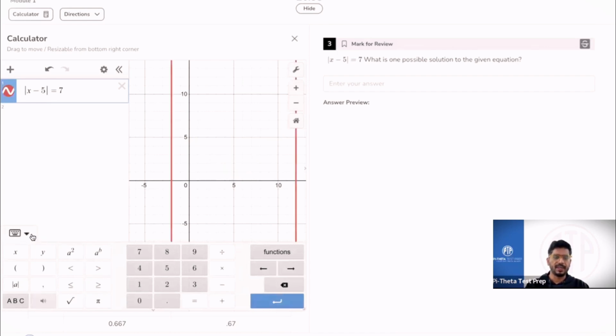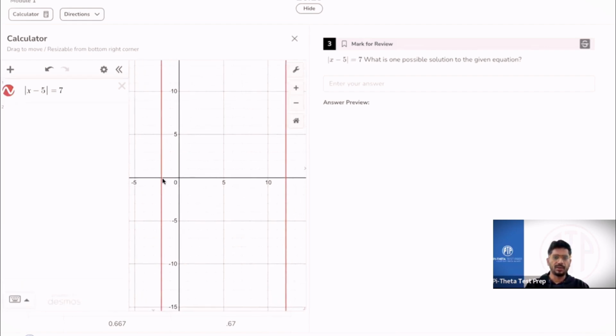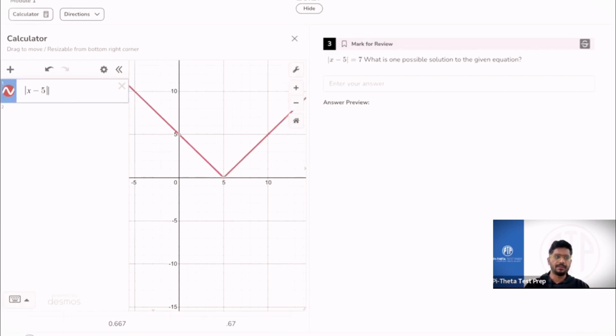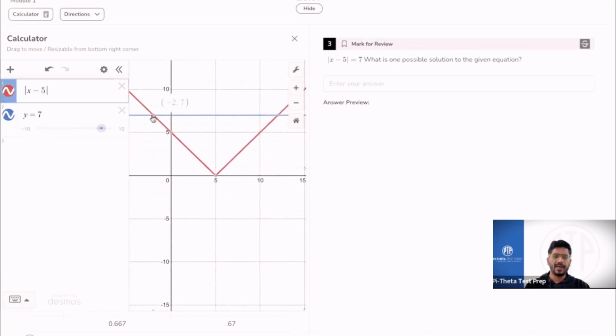Now, the problem here is that you're still getting the answer, right? You're still getting the answer here, but I'm not able to see the coordinates properly, and I have to zoom in to see the answer. So it's better not to put everything on the very first step. Just put modulus of x minus 5 on the first step and put y equal to 7 on another tab. Then it becomes very simple to find the coordinates.